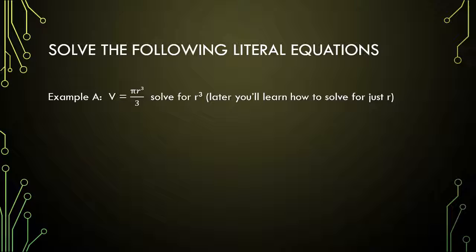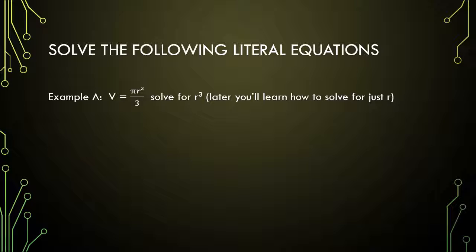For the last two examples we'll look at in this video, we're going to be solving literal equations where we get one variable by itself. For example A, we're going to solve v equals pi r cubed divided by 3 for r cubed. For the moment, you don't know how to get rid of the cube that's with that r. Later on, you will learn how to do that.